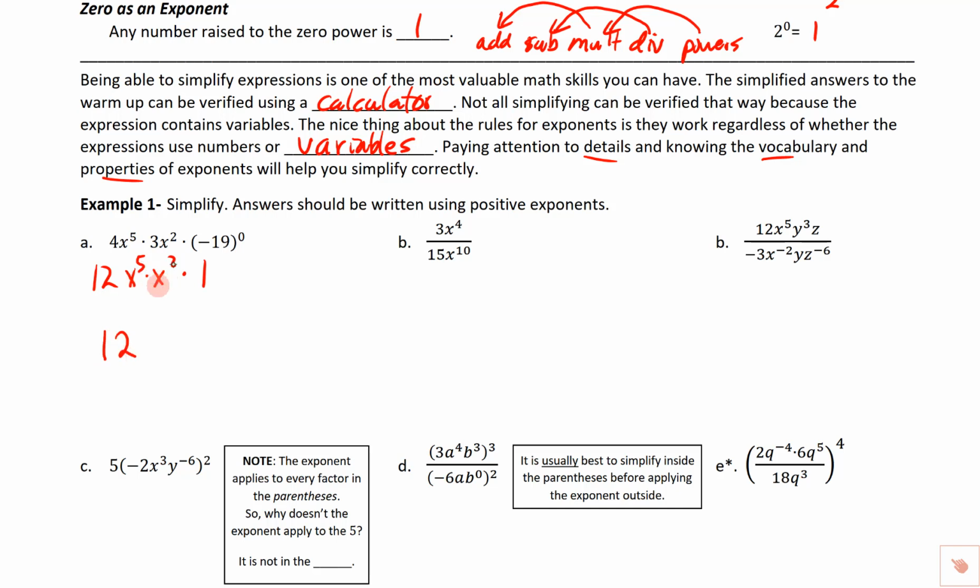They have the same base, so we add the exponents. So this is going to be x to the 7th. So I'll go ahead and circle that, and we're done. A lot of these go very quickly. This one is a quotient. This is a division problem.